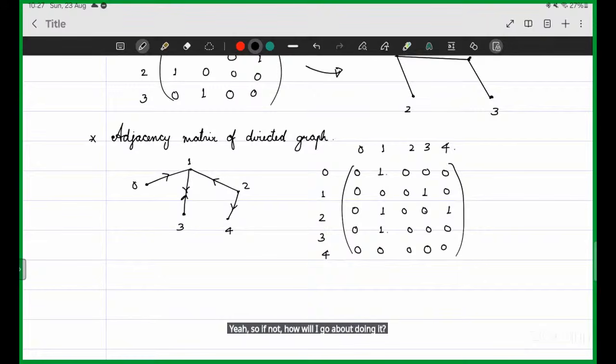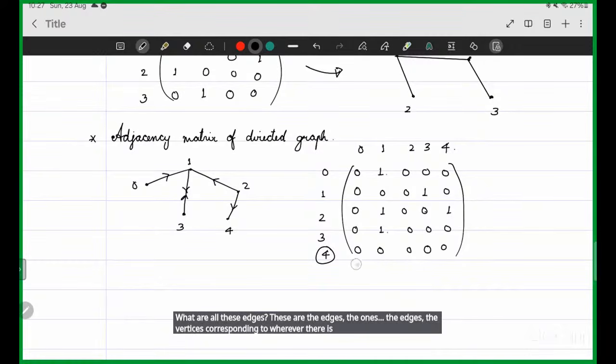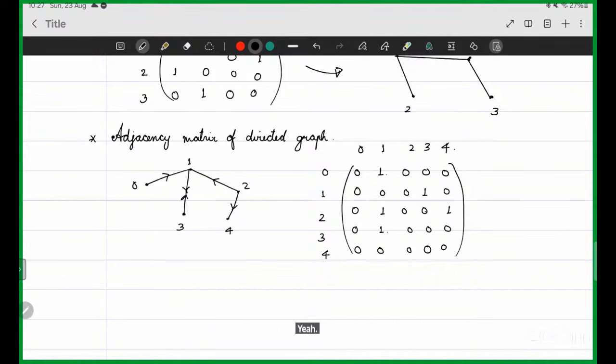I will start with 4 and look at all these entries. What are all these edges? These are the vertices corresponding to wherever there is a 1, its immediate neighbors, right? These are the edges which it is connected to. But 4 is not connected to any edge, as in there is no edge coming out of 4. So if you cannot reach any vertex from 4, let us ask if we can reach 2 from 0.